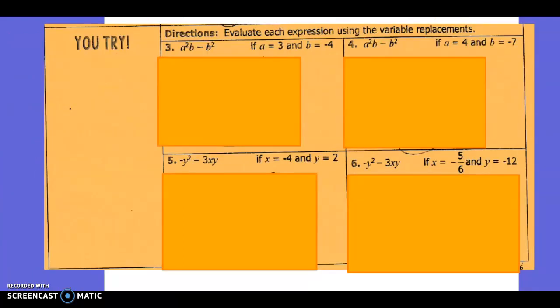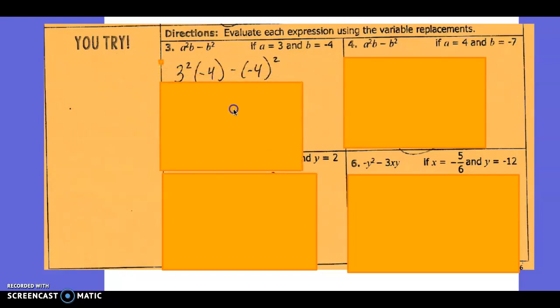All right, I'm assuming now that you've tried all 4 of the problems at the bottom of the page. Let's go through it. So again, step number 1, take the variables out, put the numbers in, and put them in parentheses. So for number 3, your first line should look like this. Notice I took the a out and put in 3. I took the b out and put in negative 4.